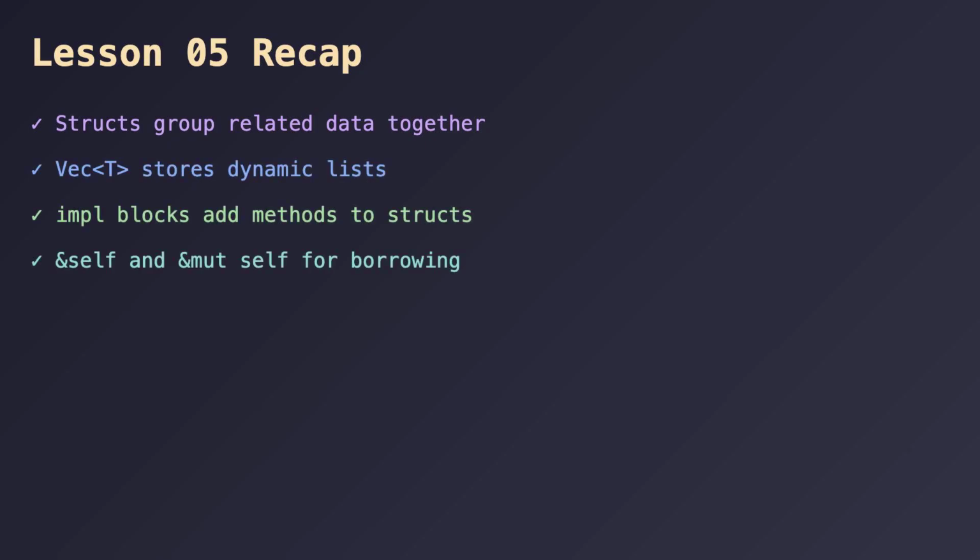Great work! Let's recap what you've learned. Structs group related data with named fields. Vec lets you store dynamic lists of items. Impl blocks add methods to your structs.